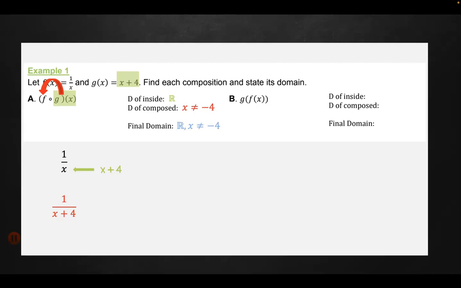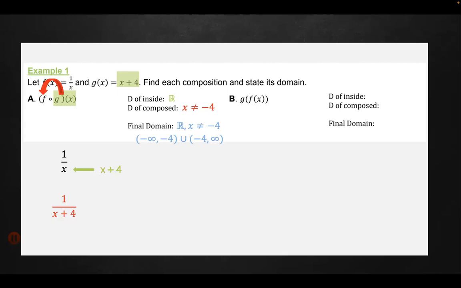You could also write this in interval notation if you would like, with that U as the union. So I'm going from negative infinity all the way to negative 4. Notice you have a parenthesis. It can't be a bracket because it can't include that negative 4. And then negative 4 all the way to positive infinity.